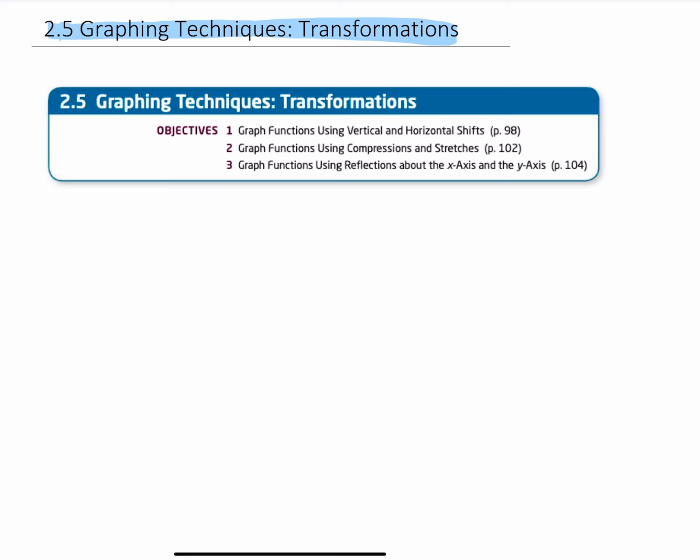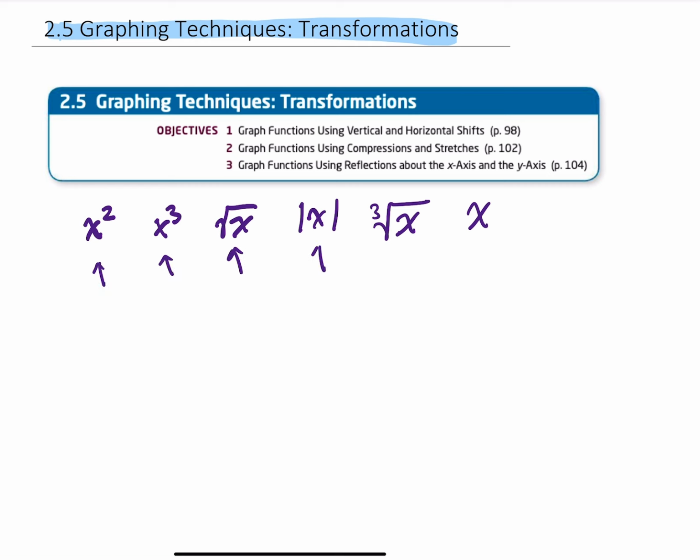Last time we were looking at what's called the library of functions, or I've used the term parent functions. So things like simple functions we've seen like x squared, x cubed, the square root of x, absolute value of x. You could add the cube root. What else? Just the standard linear function or the identity function. So all of these you should have a decent grasp on what their graphs look like and maybe a few basic points on the graphs.